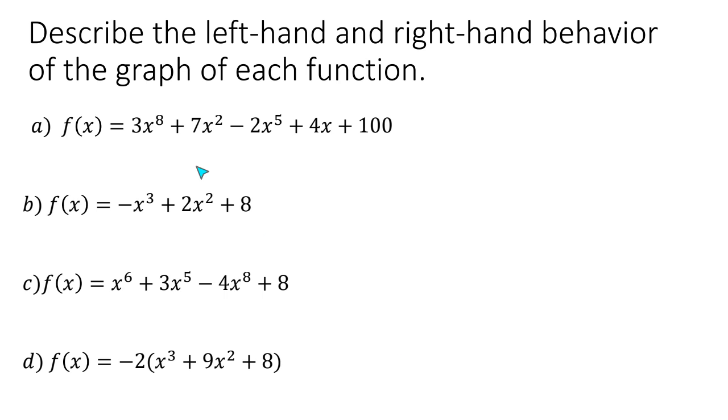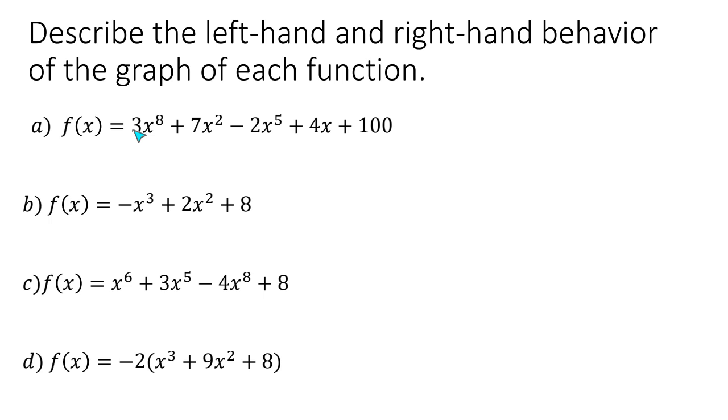So for example, I have four graphs here, and we want to know what happens on the left side and right side of each of these graphs. So first, you need to know what the degree is. The degree is going to be the biggest or the highest exponent that you see. So here I have an 8, a 2, a 5, and a 1. So the degree of this polynomial is 8. Now you want to ask yourself, is 8 even or odd? So it's even.